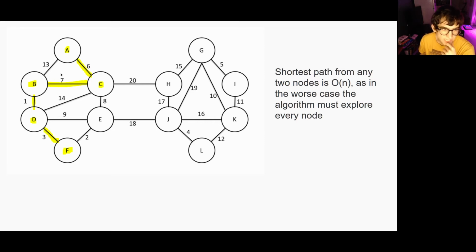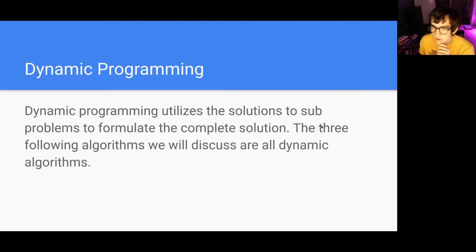Because in the worst case, when you want to find the path from one node to another, it'll have to explore every other node before it gets to the last node. And we also want to always remember that with big O, you want to consider the worst case scenario.